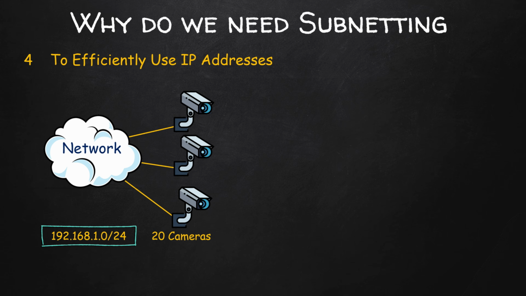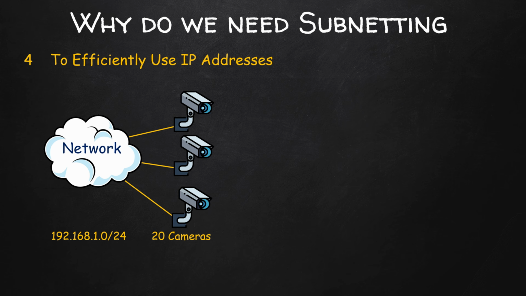And how many IP addresses are available in the Class C IP address? In total, there are 254 valid IP addresses available. That means totally you can connect 254 devices in this network. But here you are going to connect only 20 cameras, only 20 devices. So the remaining 234 IP addresses are not going to be used here, and they are going to be wasted, because you are not going to connect any other device in this network. So this is an example of managing IP addresses in an inefficient way. If you do this, that means you are not managing your IP addresses efficiently.